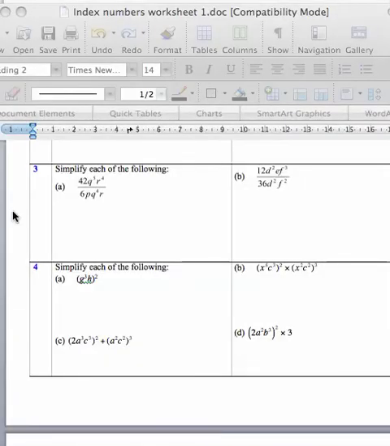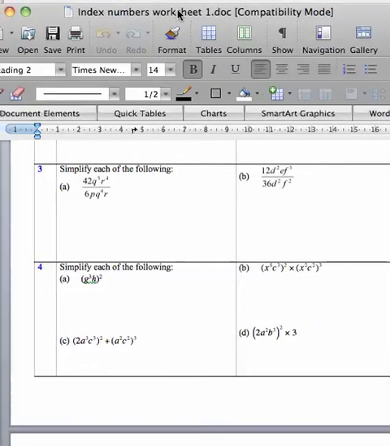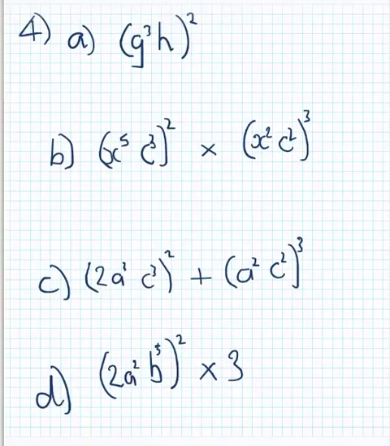Now, next question, question 4. We'll be using the fourth and fifth index laws, where we now have brackets and powers outside the brackets. So this involves a different process, and we'll start off with 4a, which is a bit more basic. And I've got the questions just here.